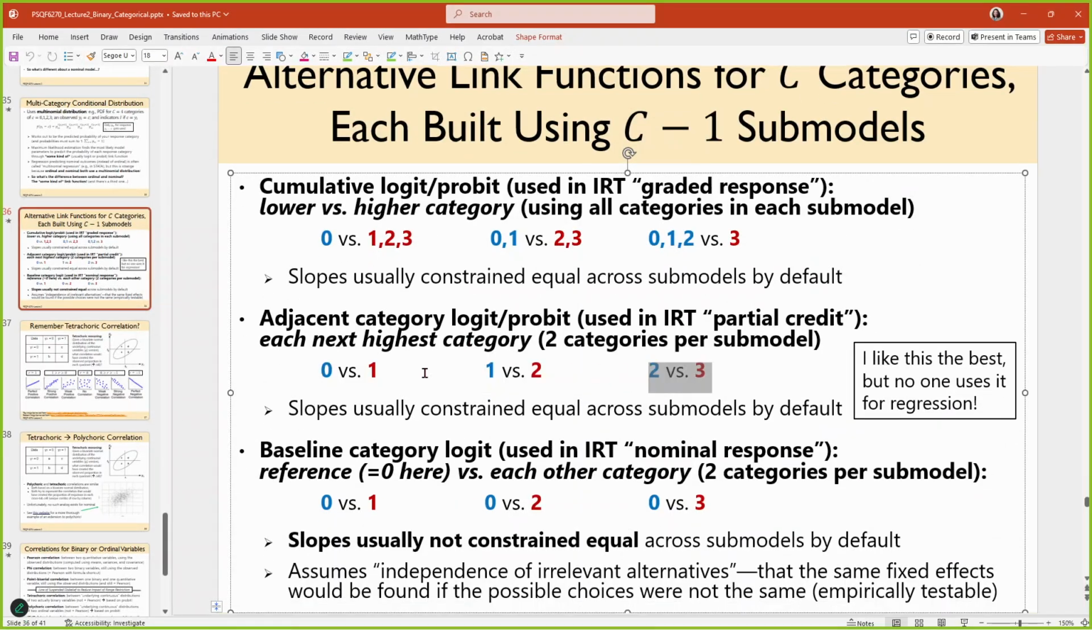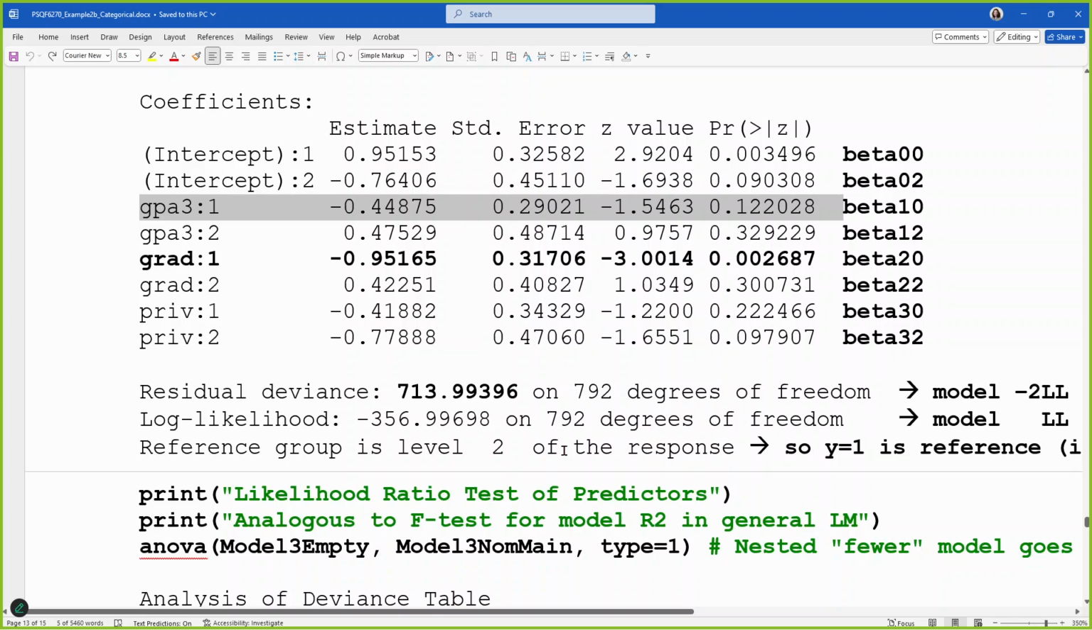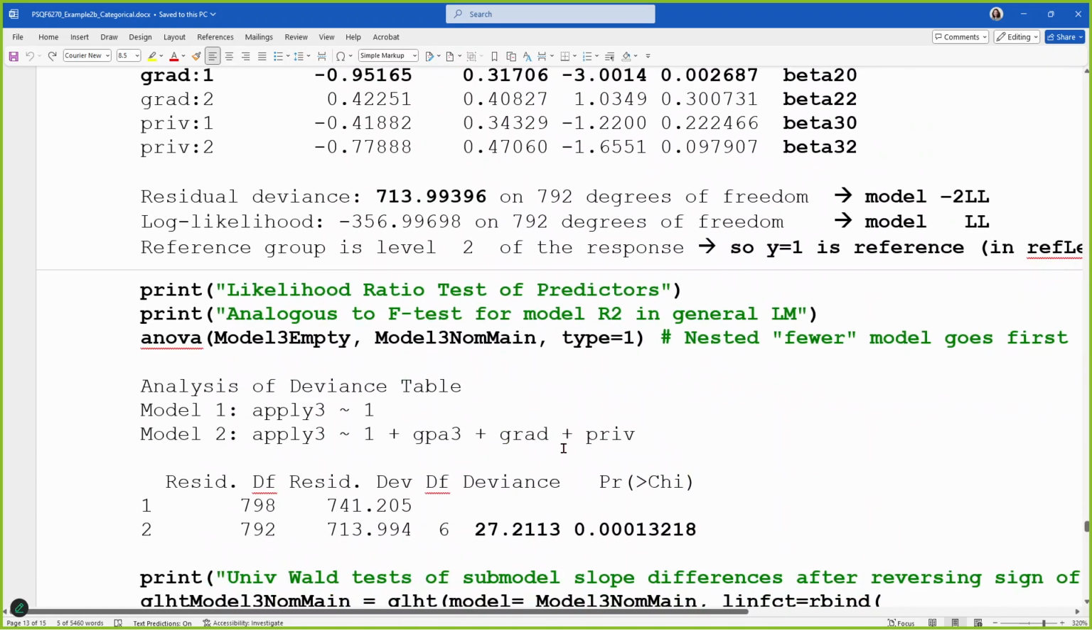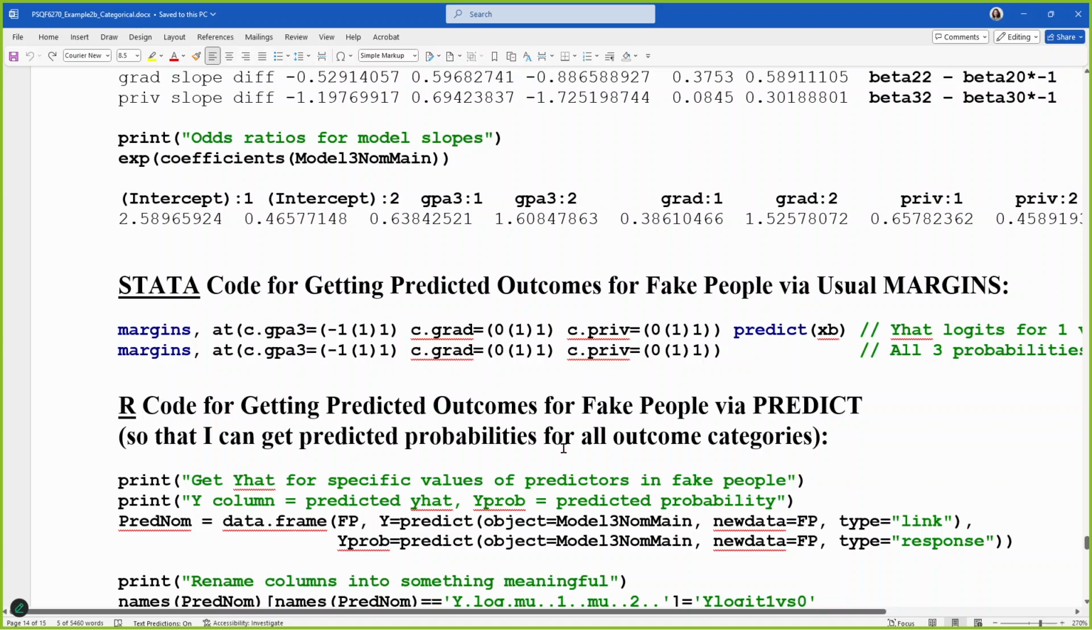That's the middle one here, adjacent category. I do that one instead, because if you have something that's ordered, skipping across categories probably isn't as meaningful as looking at adjacent ones. Nominal is really designed for unordered events, but I'm using it for ordinal just to make a demonstration. And because this would break people's brains, I'm plotting it as if it's adjacent.